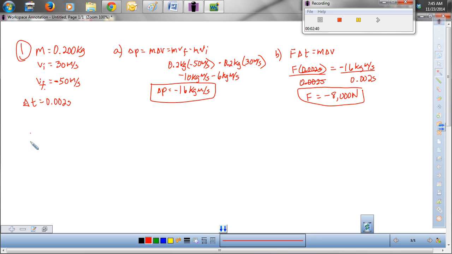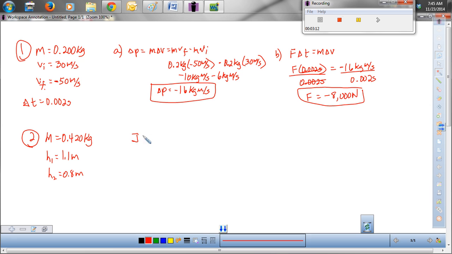Okay. Number 2 on the review says a 0.042 kilogram ball, so mass is 0.042 kilograms, is dropped from rest at a point 1.1 meters above the floor, so H1 is 1.1 meters. The ball rebounds straight up to 0.8 meters. What is the magnitude and direction of the impulse imparted to the ball by the floor?